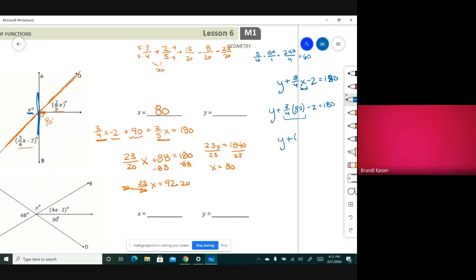So y plus 60 minus 2 equals 180. Combine 60 minus 2, that becomes 58. And then I subtract 58 from both sides, and y should equal 122.